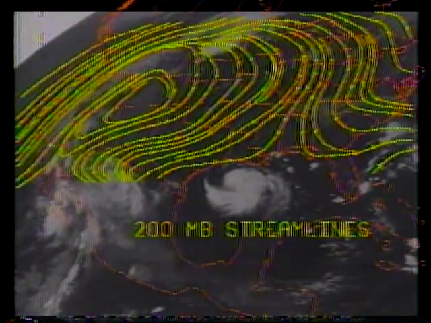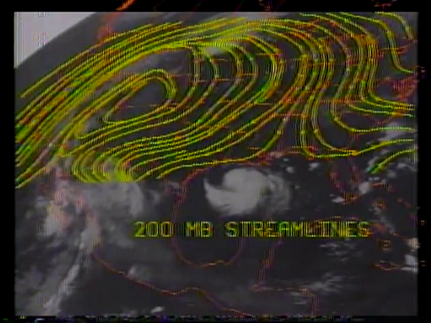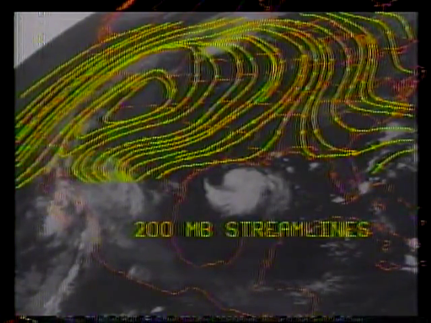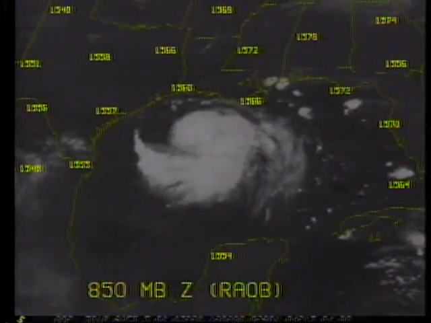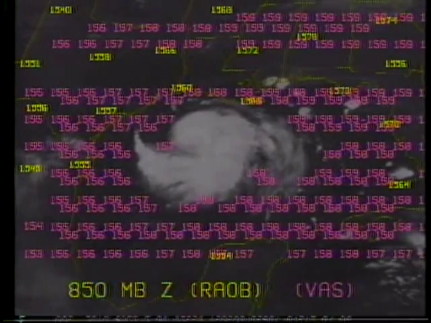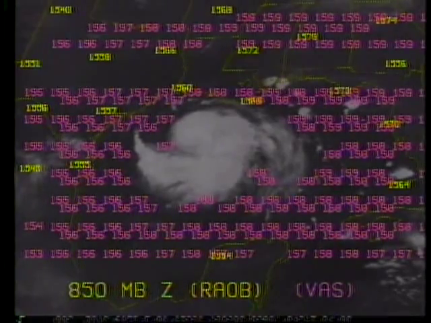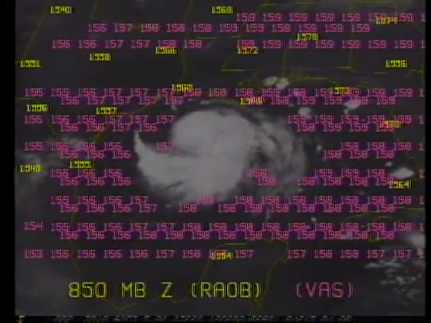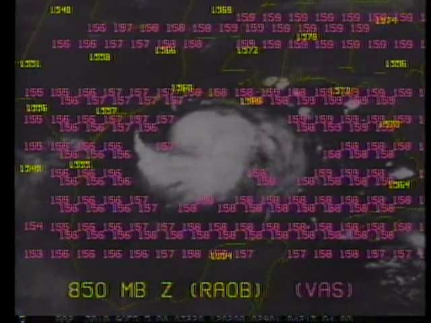In the sequences which follow, methods are demonstrated whereby data coverage over oceanic regions can be enhanced through the use of satellite-derived soundings. Here, 850 millibar geopotential heights from 12Z on August 16th are plotted for the radiosonde stations surrounding the Gulf of Mexico. Next, these values are compared to the 850 millibar heights, labeled in decameters, computed from the VAS sounding retrievals for the same time period. Close agreement is indicated between the two data sets.